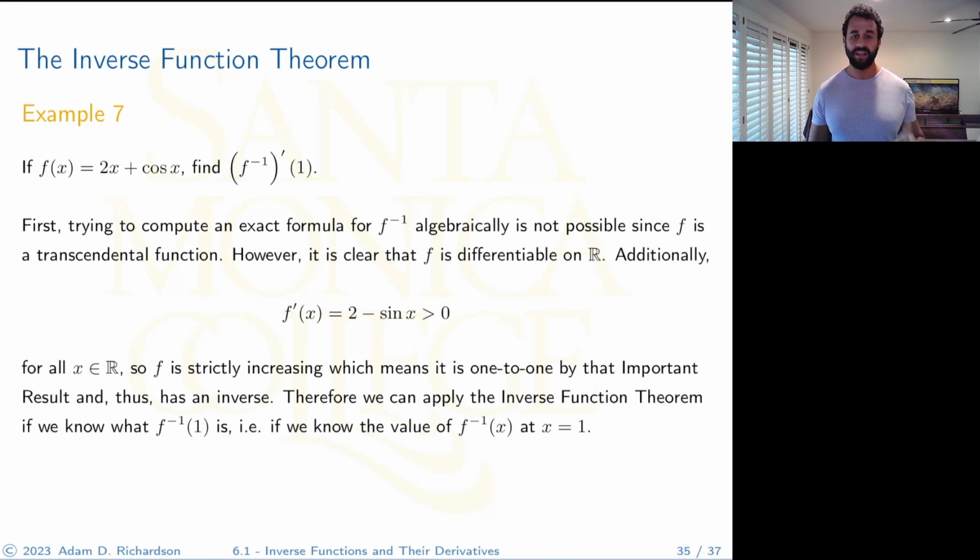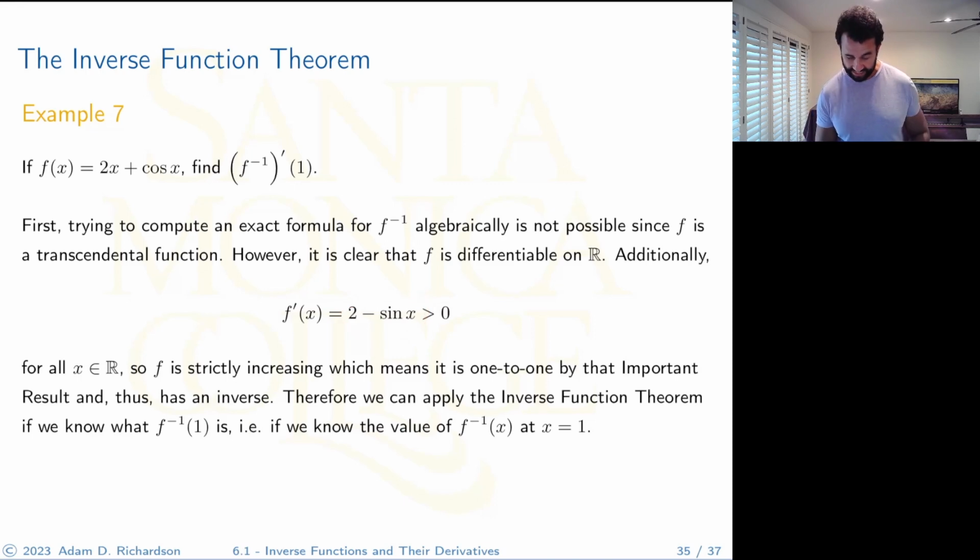However, it's clear that f is differentiable on the real line because it's a sum of two differentiable functions. So both of those are differentiable. Check. Additionally, check this out. We could compute the derivative. If we compute the derivative, we get this: 2 minus sine of x. So 2 minus sine of x is strictly positive. Remember, sine just goes between -1 and 1. So the smallest sine will ever be is -1, and the biggest it will ever be is 1. So that means 2 minus that is never going to be 0, never going to achieve 0.